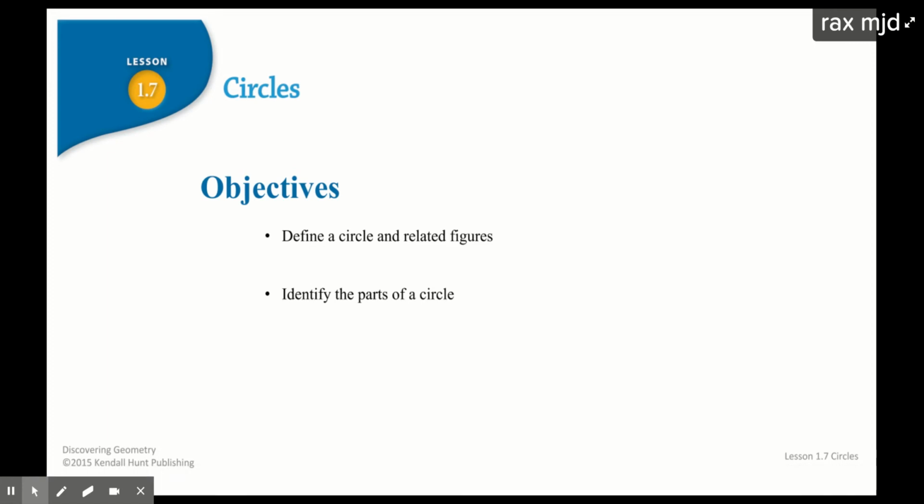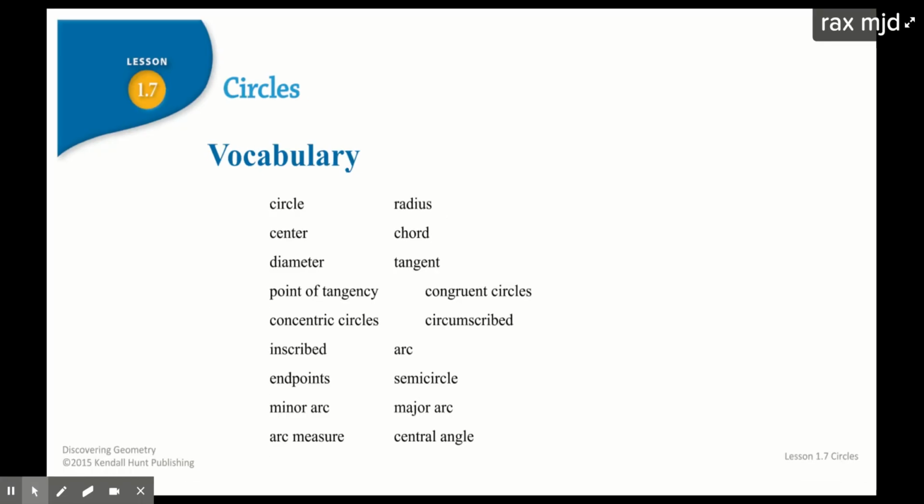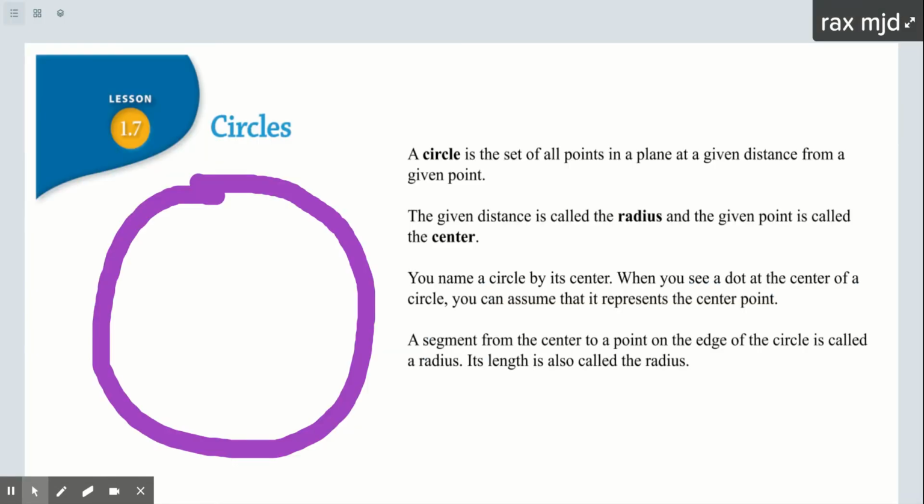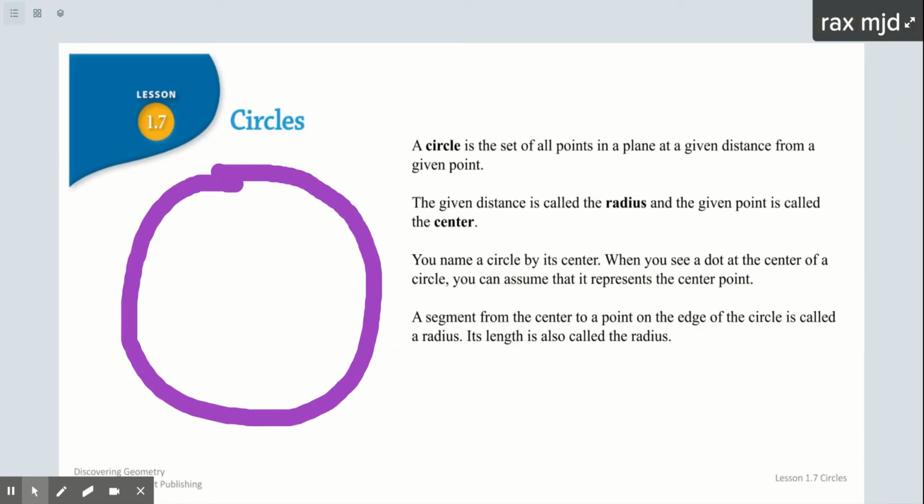Okay, the last thing we're going to cover in chapter 1 is circles. So we're going to define circles and all of the parts of circles. There's our vocab. A circle is a set of all points in a plane at a given distance from a given point. So the purple thing there is a circle. All of those points together are a circle.